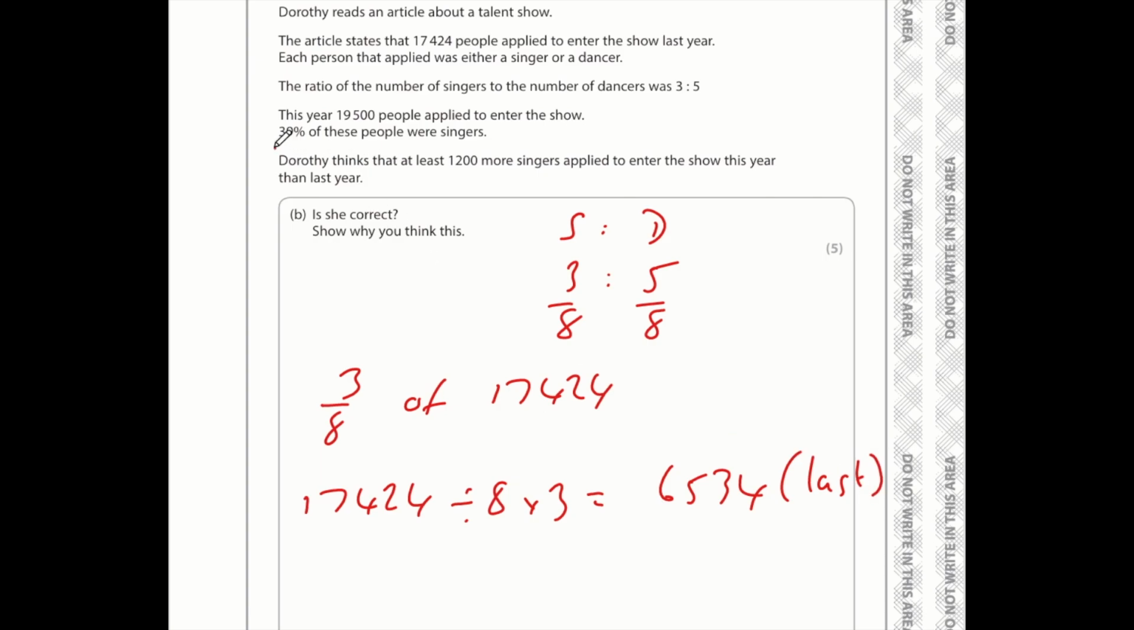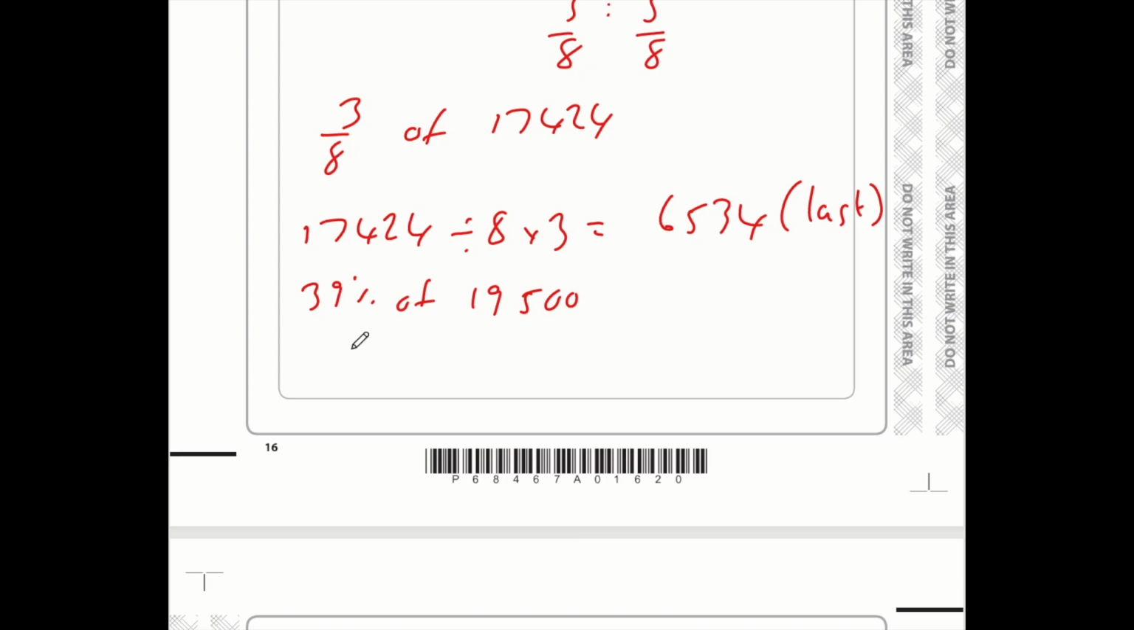Now this year we need to work out 39% of 19,500. So what is the multiplier for 39%? It is 0.39, the decimal equivalent of 39%. It's 39 divided by 100, so we need to multiply 19,500 by that number. And 0.39 multiplied by 19,500 is 7,605, and that is this year.